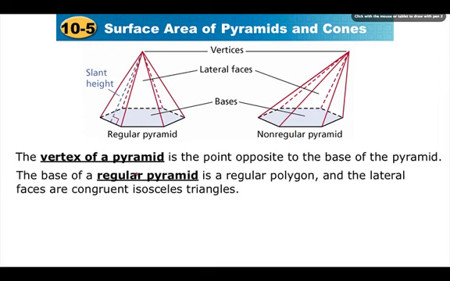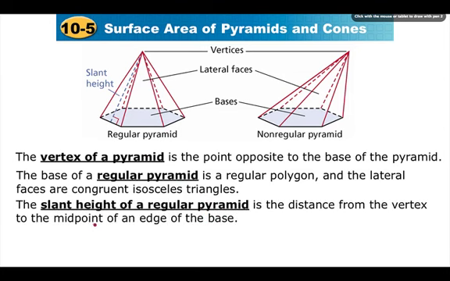The base of a regular pyramid is a regular polygon, and the lateral faces are congruent isosceles triangles. So these triangles that you see here are congruent isosceles triangles. Every single triangle here is congruent because the base is a regular polygon.